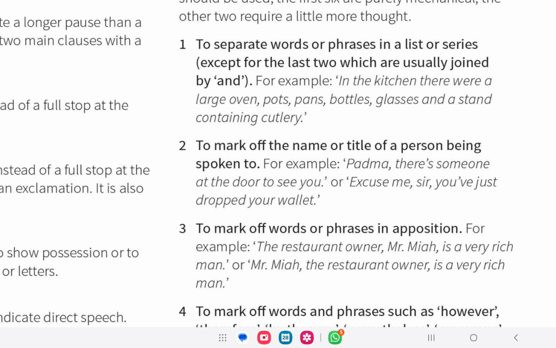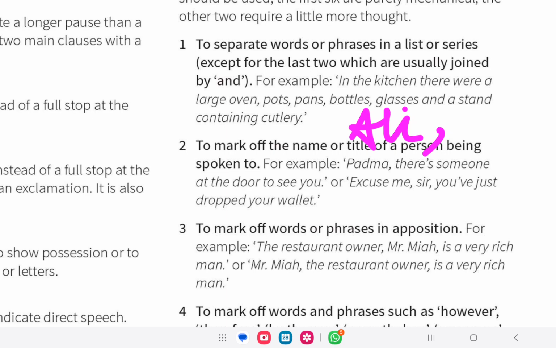Second one, to mark off the name or the title of a person being spoken to. For example, Padma. That is the name of a person. Let's say we have a very common and easy name, Ali. If we are writing a name, we will put a comma after that. Padma, there's someone at the door to see you. Or whenever you write excuse me, put a comma after excuse me. Sir, put a comma after sir. You've just dropped your wallet.